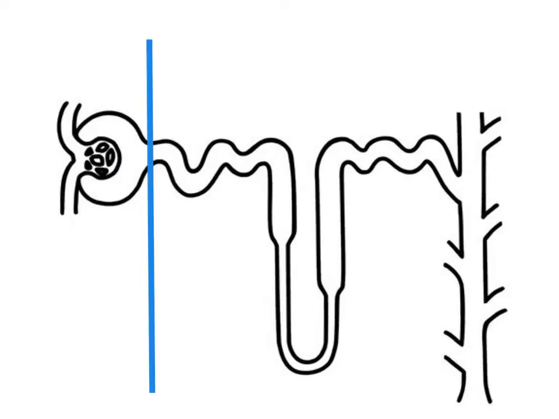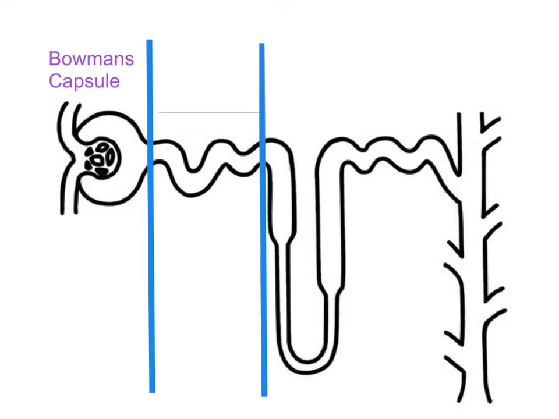So the first part of this structure is called the Bowman's capsule. Now it also has this associated capillary or glomerulus, but that's the first bit. The next bit of the nephron, this tubule coming away from the Bowman's capsule, is known as the proximal convoluted tubule. Proximal means close, like close proximity. Convoluted just means that it's twisted or folded, and tubule is the fact that it's just a tube.